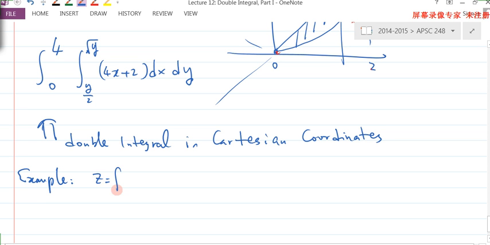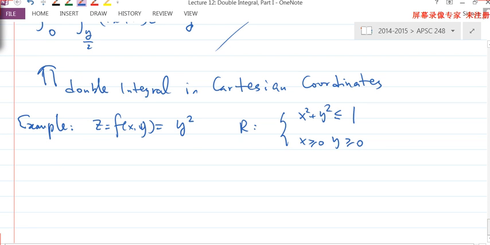Z equal to f of x y equal to y squared. So here's my function. And the region R is x squared plus y squared less than or equal to 1, x greater than 0, y greater than or equal to 0. Can you evaluate this double integral over this region R?